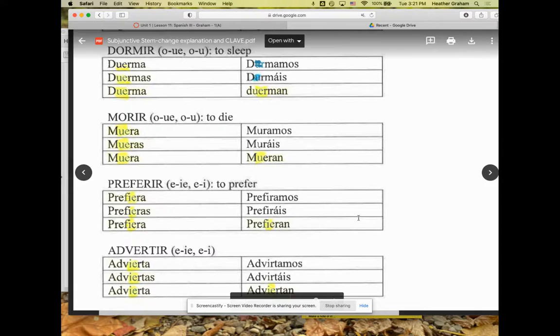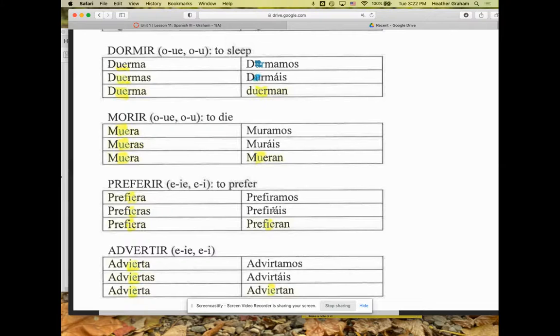Preferir is tricky because there's lots of E's and I's and IE's, and it gets tricky. Make sure that you're stem changing the second E here, not the first. So we have prefiera, prefieras, prefiera, prefiramos, change it to just an I. Prefiráis, change to just an I.